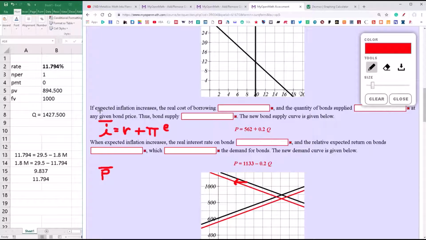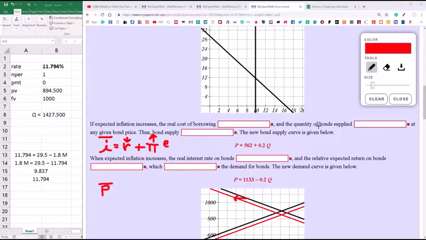So when the price is constant, this nominal rate of interest is constant. But up here it says if expected inflation increases, right? If that goes up by, say, 2, then R has to go down by 2. So the real rate of interest, the real cost of borrowing, decreases, right? Okay, so we're talking about supply here. So I put the arrow in the wrong spot. Let me erase it here.